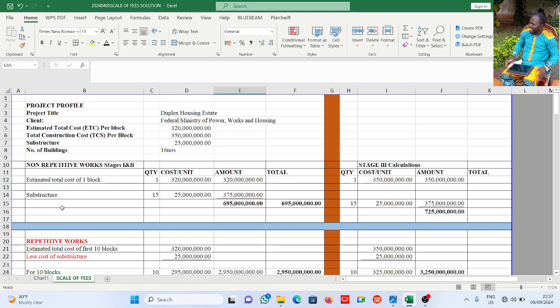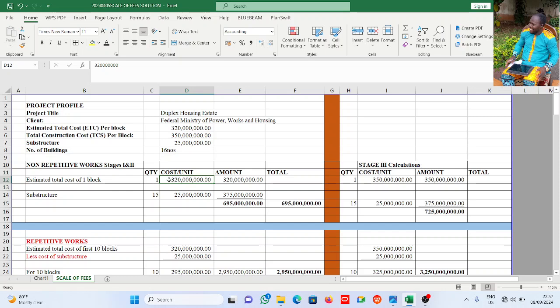All right, so we treat them in that order. First of all, we'll take the non-repetitive works and then we'll treat the repetitive works, then we'll see how we go about them. Now firstly, we have the cost of one block, which is 320 million. This is the estimated total cost.